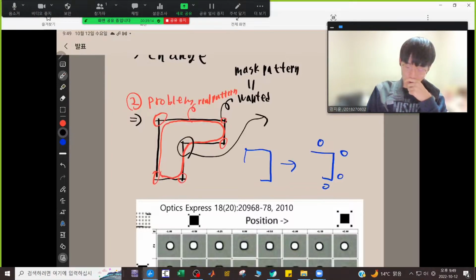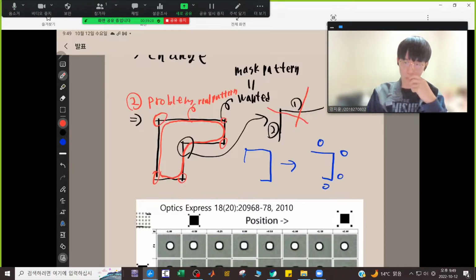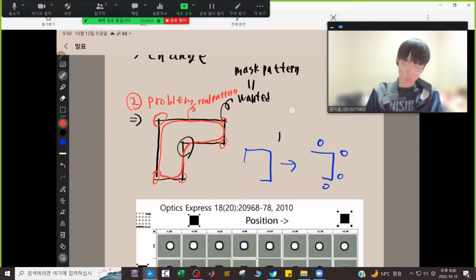At this point, if we make a first line pattern and a second line pattern, the light is met at some points. This makes constructive interference. So the pattern is bigger than we expected because of the large amount of light in this region.